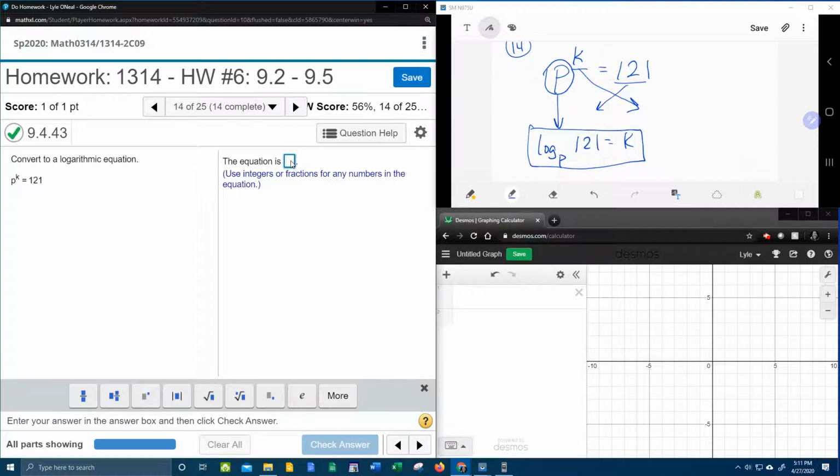Now let's see if I'm right. We're going to type L-O-G on the keyboard. We need to use this button for the base, which is P. We're going to move over and put our 121 equals K. And before I click the check answer, I would like to mention that these answers are case sensitive. So if either one of these letters would have been capital, I would need to put them in as a capital, or it would probably count it wrong, okay?